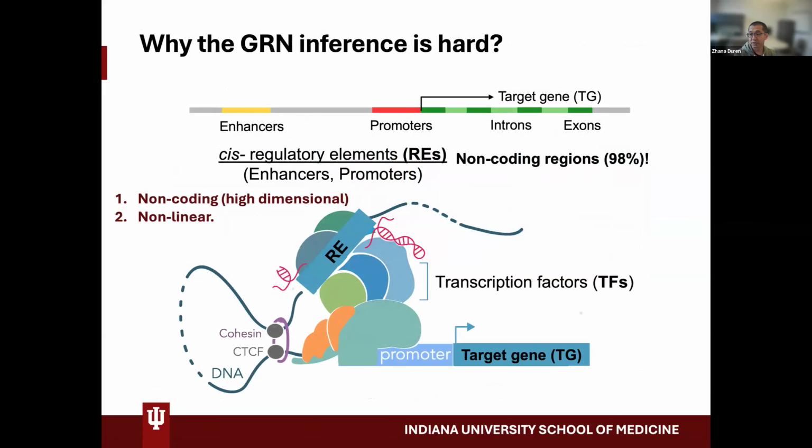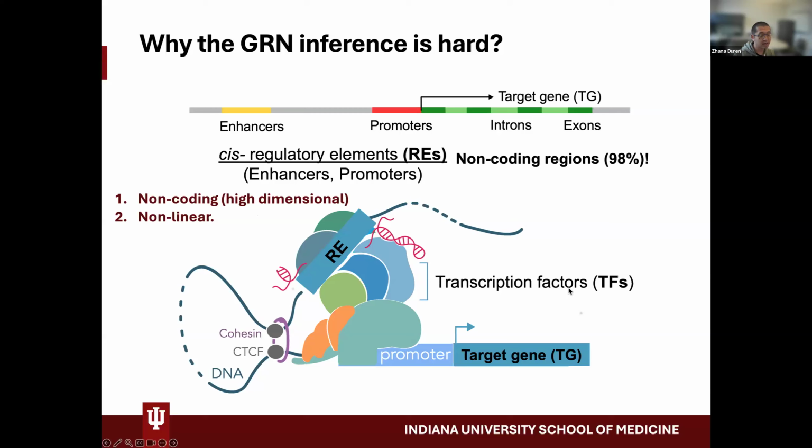Then why is GRN inference so hard? A simple answer is the problem itself is too complex. If you look at a single gene, it is regulated by non-coding elements like promoters, enhancers, insulators, many different types of regulatory elements. We call them cis-regulatory elements, CREs.